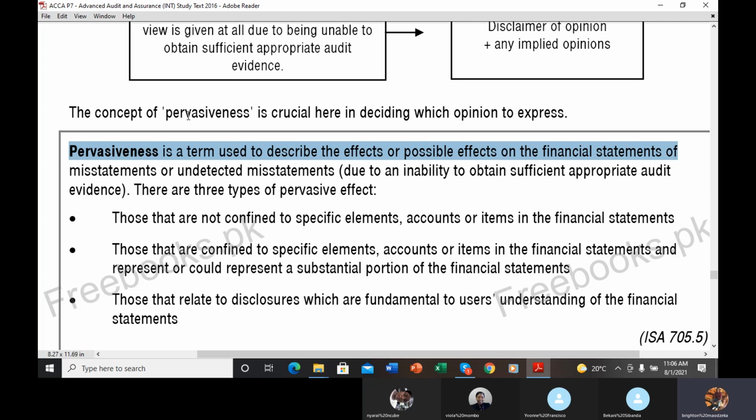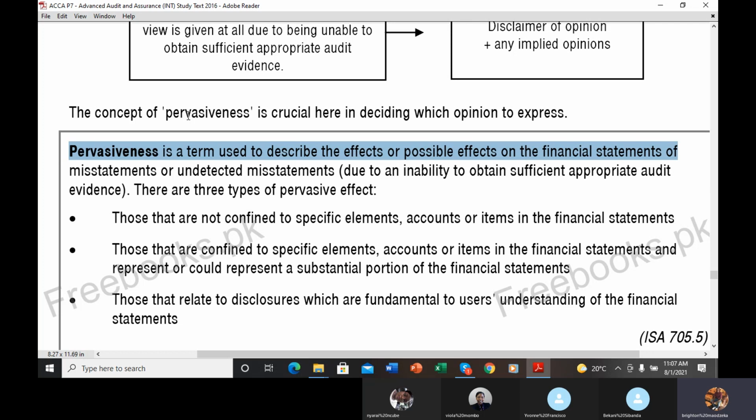Does it affect certain elements or the whole set of financial statements? Yes. So the word pervasive, in other words, is the extent of misstatement. They are spreading widely throughout the financial statements. In simple terms, that's what the word pervasiveness means. The material misstatements are spreading widely throughout the financial statements.